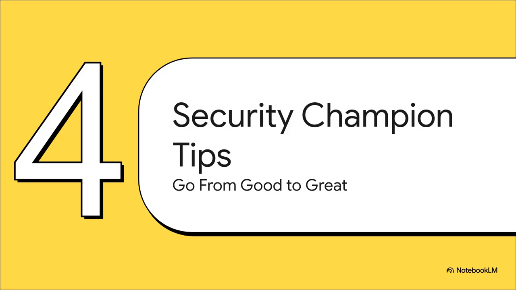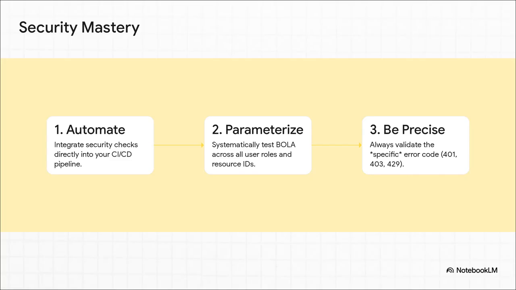So, you know how to avoid the common mistakes. How do you level up and become a real security champion? Let me share a few insider tips that separate the top 1% of QA engineers from everyone else. Here are the 3 steps to mastery. First, automate continuously. This stuff can't be an afterthought. It has to run in your pipeline on every single build.